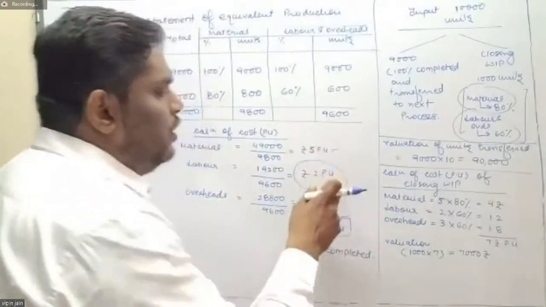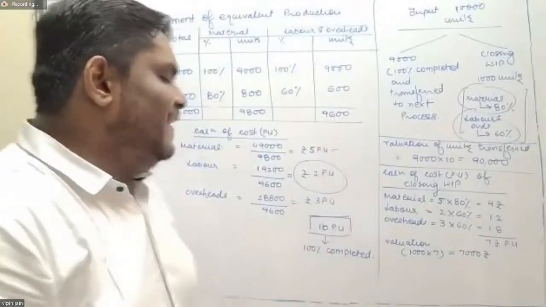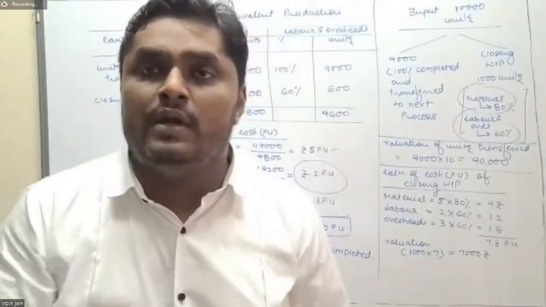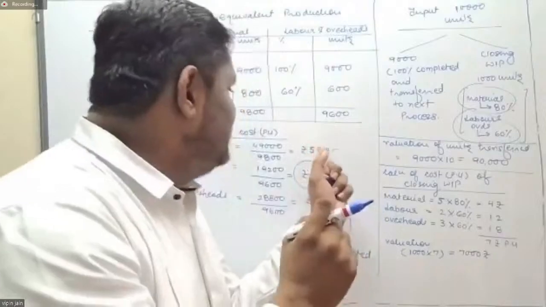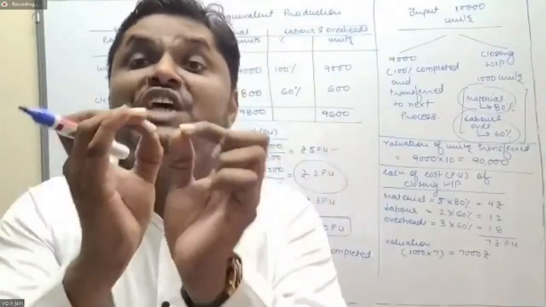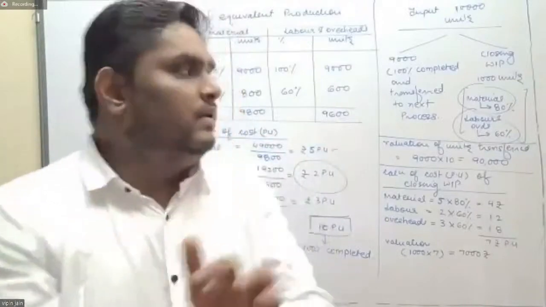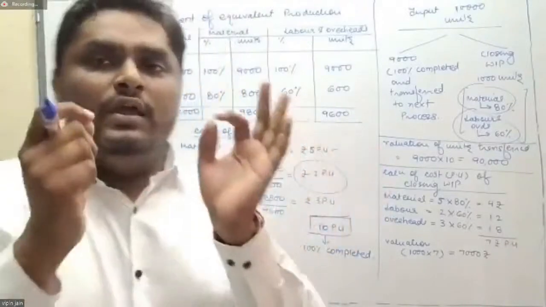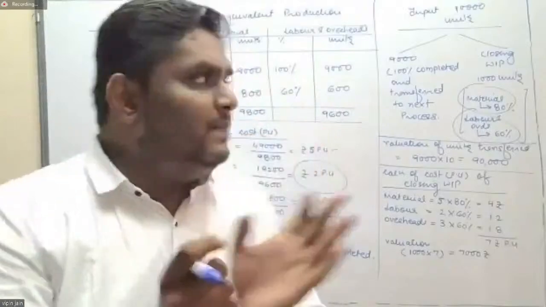So this is how I got rupees 2 per unit. And as far as overhead, we have got rupees 3 per unit. Now this is the total cost, that is 5 plus 2 plus 3, rupees 10 is the cost of units which are 100% complete.